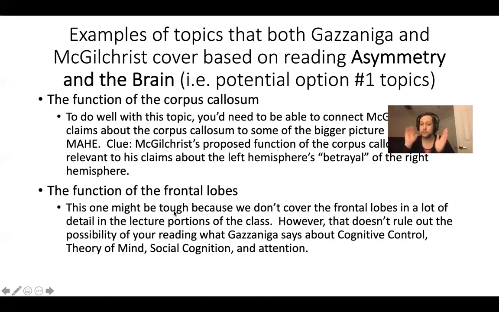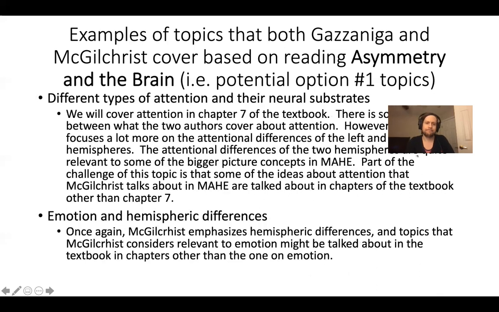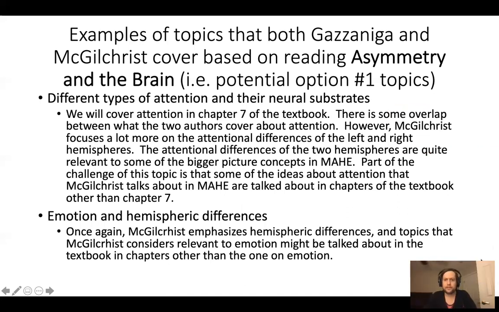He talks mostly about hemispheric differences in the book in terms of the brain, but there is this thing about the frontal lobe and how it's involved with these different cognitive functions. So I've got more examples of potential options. Option number one, topics. A pretty popular topic is doing a study about attention and the neural substrates of attention, or hemispheric differences in attention, or just the regions of the brain that support attention, because chapter 7 of the textbook is entirely about attention.